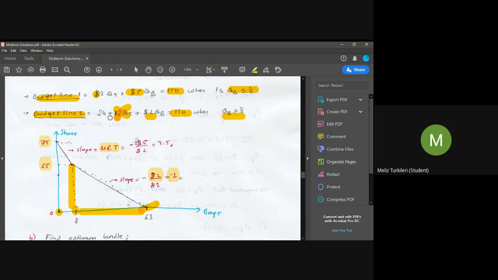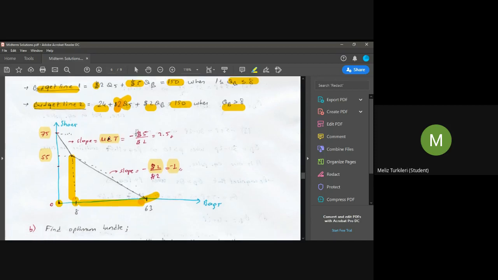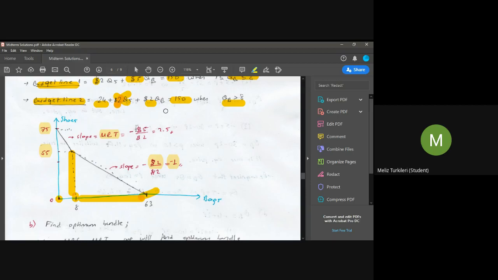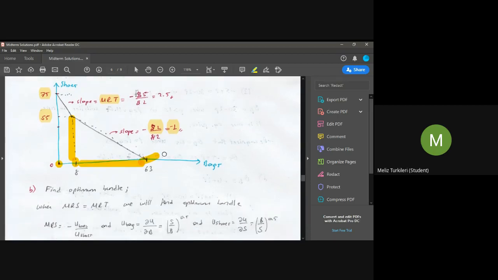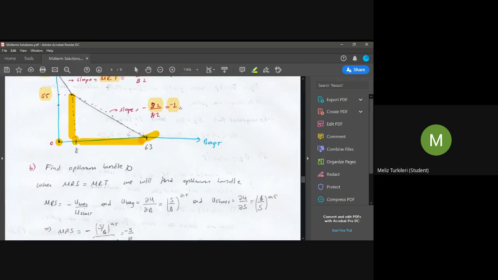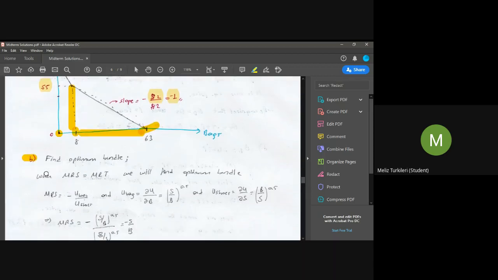I know that it seems a little bit complicated, but first, when you find this point, and when you plug this information into these parts, when you plug 0 for the quantity of shoes and 63 for the quantity of bags, you will find that this coefficient should be equal to 24. I'm going to use this information to find the optimal bundle, so this part is important. Okay, let's go on with the optimal bundle, B section. Is there any question?